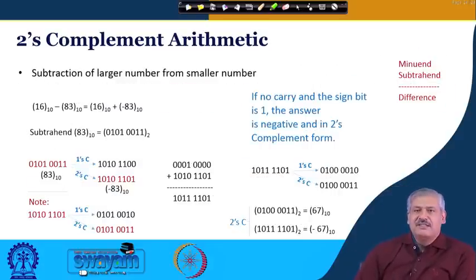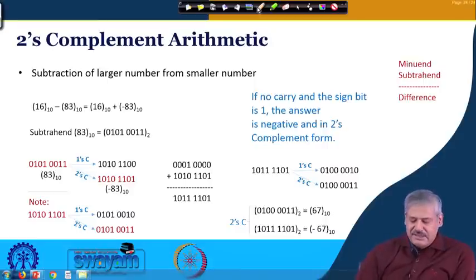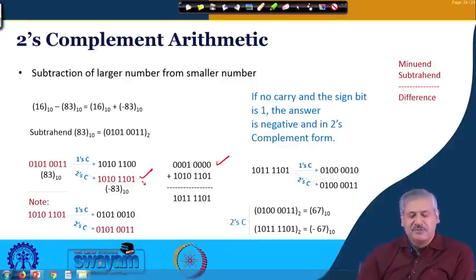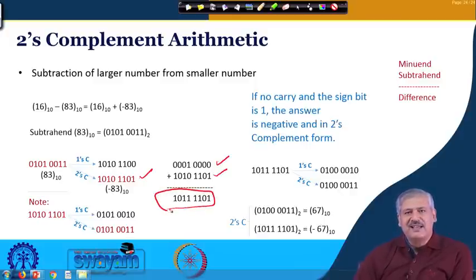Earlier it was 83 minus 16, now it is 16 minus 83. So, for that what will we do? 16 will go as 16 like this, and 83 we have to get as minus 83, that is the subtrahend now. So, minus 83 we can get by 2's complement, again we perform the 2's complement, we get this one, right. And then this minus 83 we add, and this is what we get. And interestingly, in this case you see that carry is not generated. Okay. So, no carry.